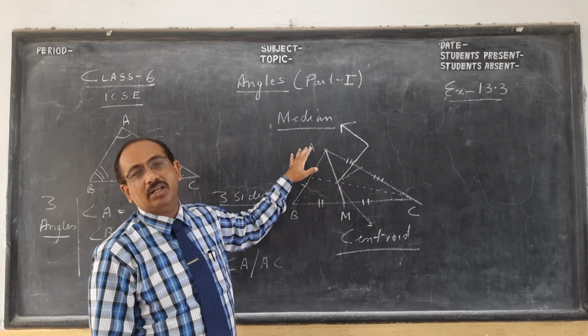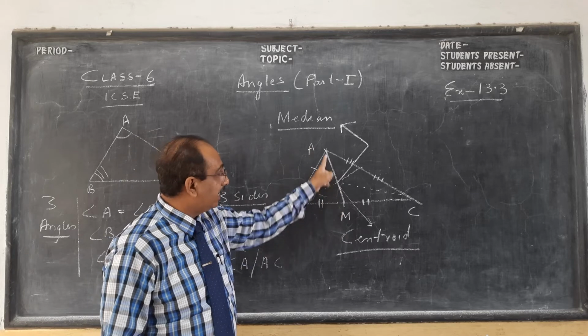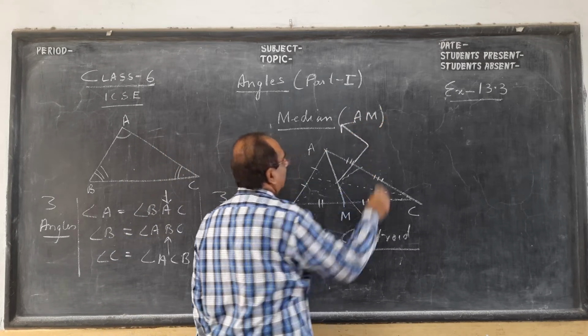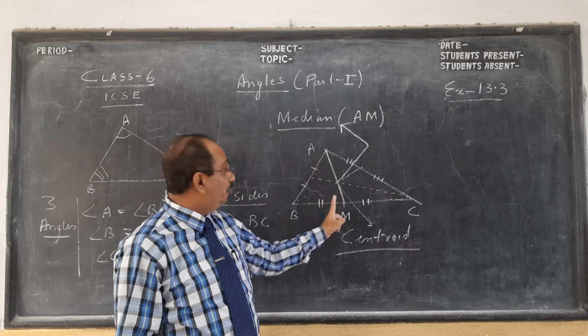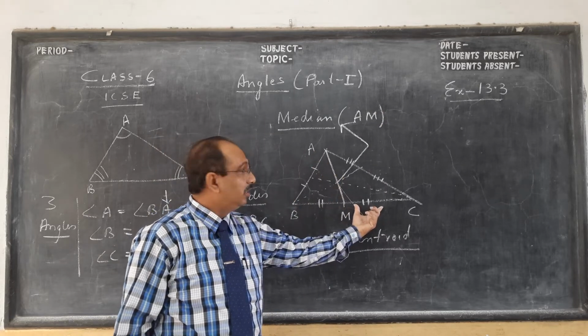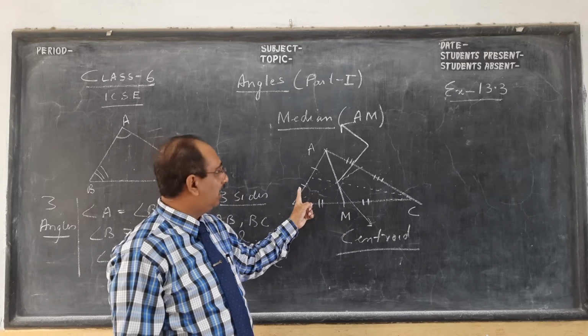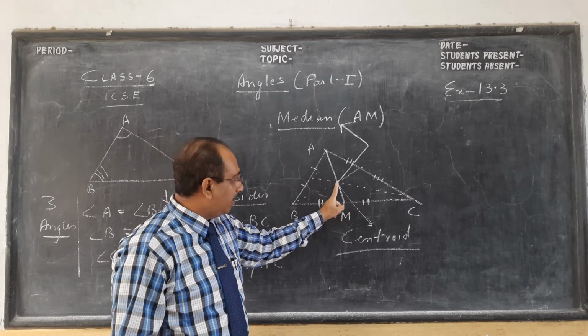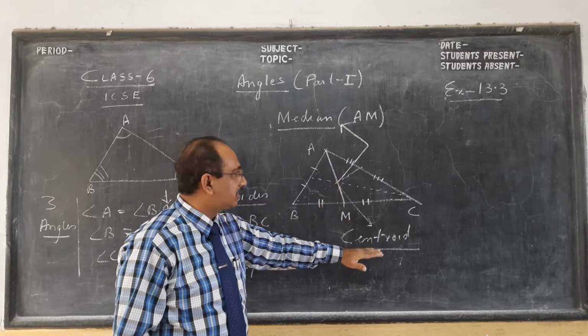So once more, a median is a line joining, it's a line AM. Median is AM over here, a line joining a vertex to the midpoint of the opposite side. There are 3 medians possible in a triangle. They meet at a point, therefore they are concurrent, and that point of concurrence is called the centroid.